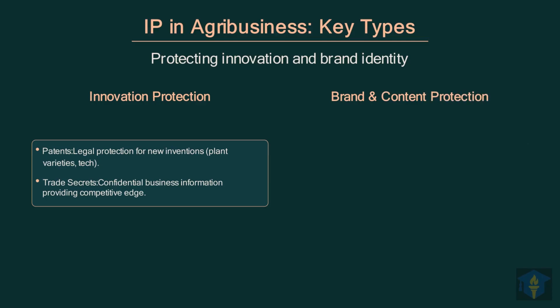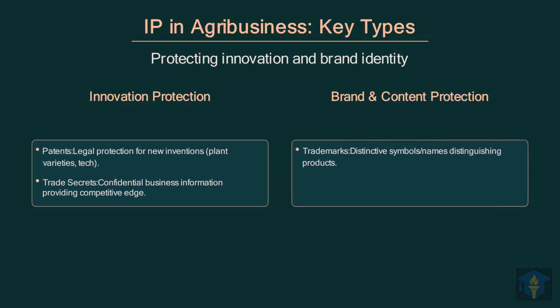Next, we have brand and content protection methods. Trademarks protect distinctive symbols or names that distinguish products. Copyrights protect original works like manuals, software, and research materials.